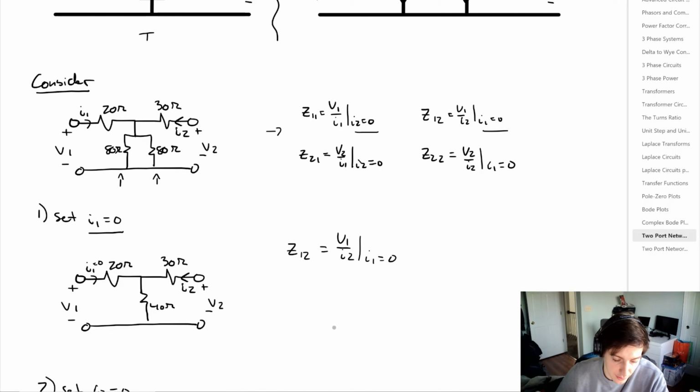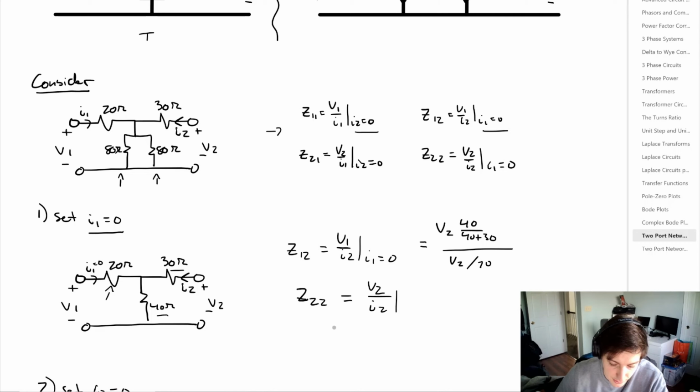And we know that if we have an open circuit at V1, no current flows through this 20 ohm resistor, but V1 is simply equal to the voltage divider over that 40 ohm. So we have V1 being equal to V2 times 40 divided by 40 plus 30. And then for I2, that's simply going to be equal to V2 divided by 70. And then Z22 is simply going to be equal to V2 divided by I2 when I1 is equal to 0, which is going to be equal to V2 divided by V2 divided by 70. So those are pretty easy to evaluate because the V2s cancel out and it's just real numbers to work with.